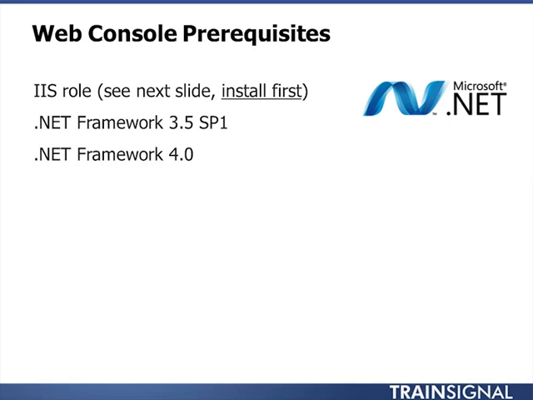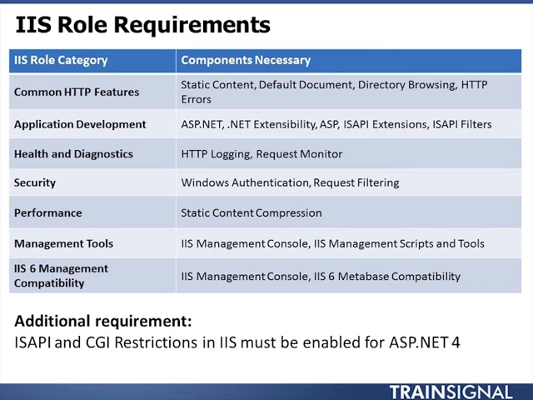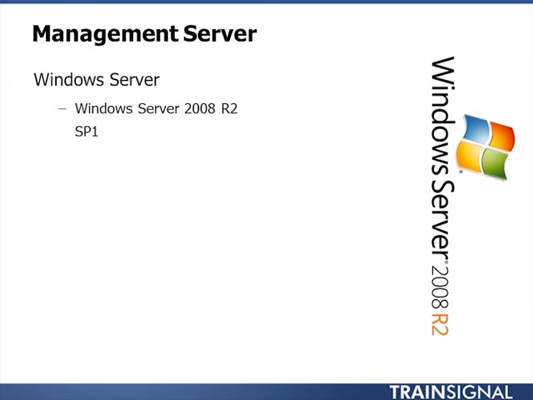The web console is brand new in Operations Manager 2012, and it requires that you install the IIS role on whatever server is going to be the target for the web console, as well as the 2 versions of the .NET framework that we already discussed. However, install the IIS role first using these settings. And again, we're going to go through this as a demonstration, so if you miss something, that's okay. You're going to see it again soon.